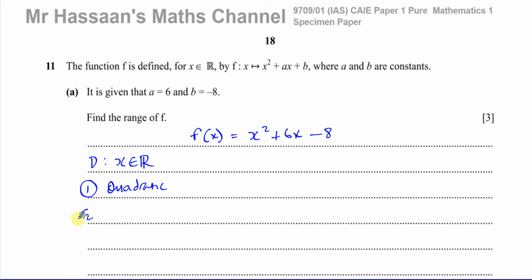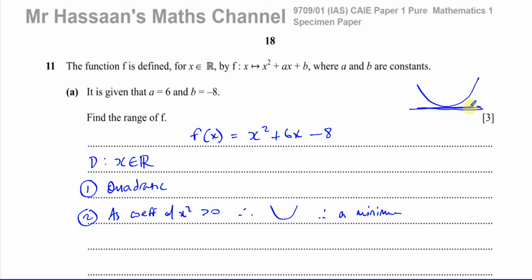The second thing we can tell is that the coefficient of x squared is positive, greater than 0, therefore it's going to have this smiley face. It's going to open upwards. So therefore it's going to have a minimum. It's going to have a minimum value below which it never goes, and that's important for us. We need to know what that minimum is, because that will be the limit of its range. Its range will be from that minimum and upwards, because it's never going to go below this value. So we need to find the y value of the minimum.